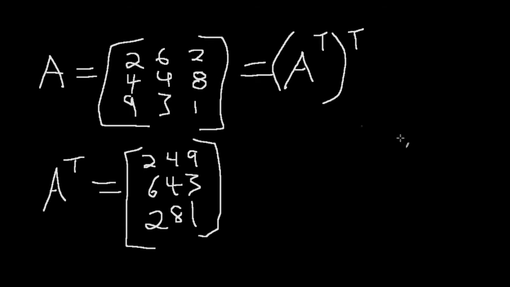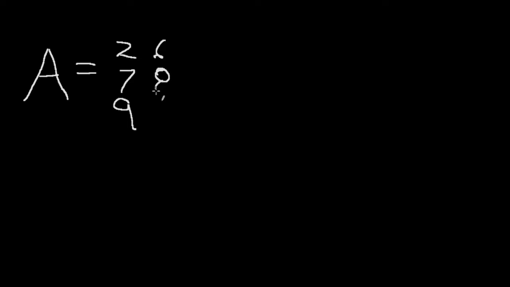Now this is a case with an even-sized matrix. If the matrix is not even-sized, or square rather, because that was a 3 by 3 we looked at. So what if it's not? What if it's, let's say, 2, 7, 9, 6, 8, 0, for example. So that one there being a 3 by 2.